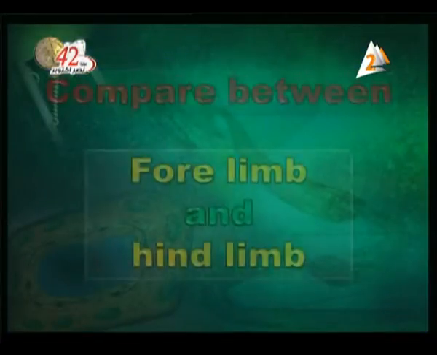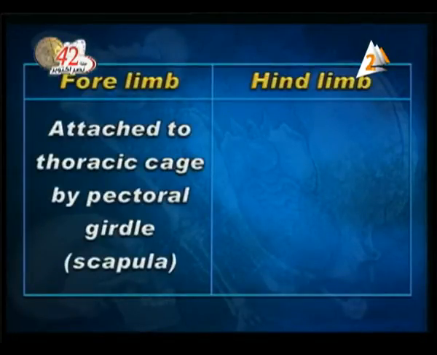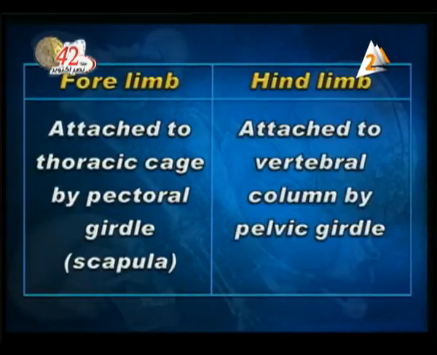Let's move to the second comparison. Forelimb and hind limb. Compare between forelimb and hind limb. Forelimb, as you see, is attached to the thoracic cage by the pectoral girdle, which is called scapula, while the hind limb is attached to the vertebral column by the pelvic girdle.